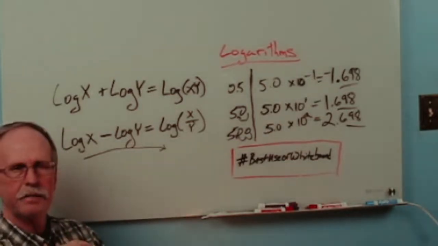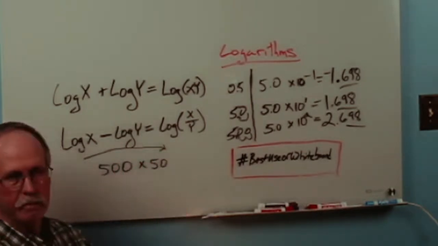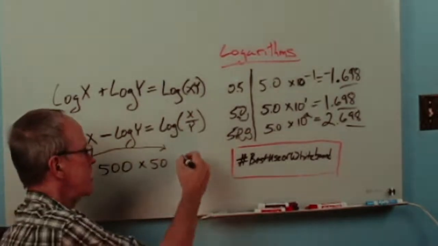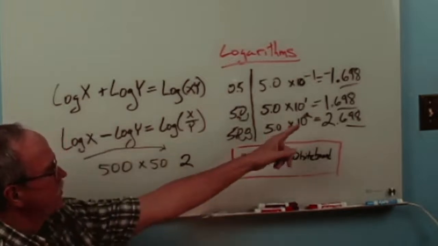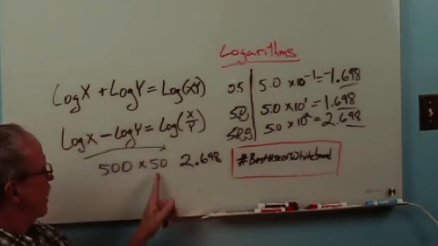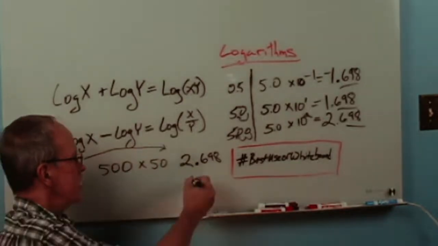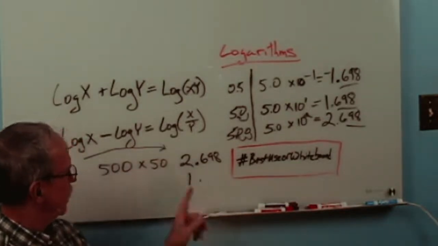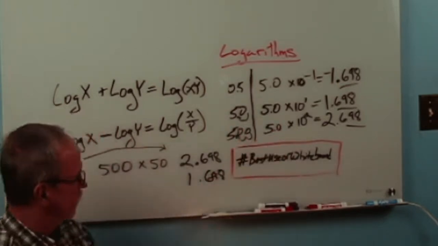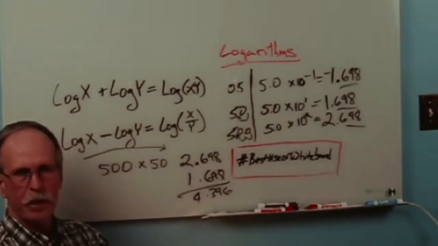So let's go ahead and do a real-life example. Let's take 500 and multiply it by 50. Pretty simple. Now, 500 is 5 times 10 to the 2, so we know the log is going to start with a 2, and it happens to be a 50, and I looked it up a minute ago, so it's 2.698. Now, 50 is going to be 10 to the 1, so it's going to start with a 1, and then it's still 50, and we looked that up earlier. It's the exact same thing. Now, if we add these two together, we get 4.396.